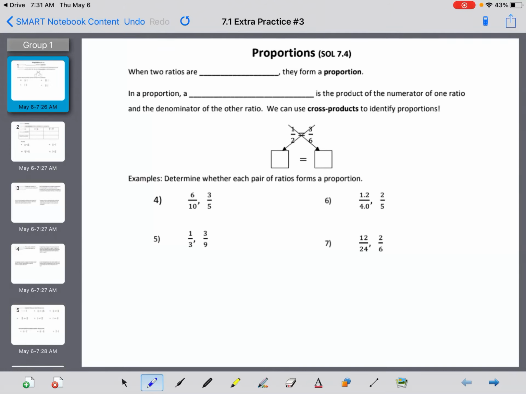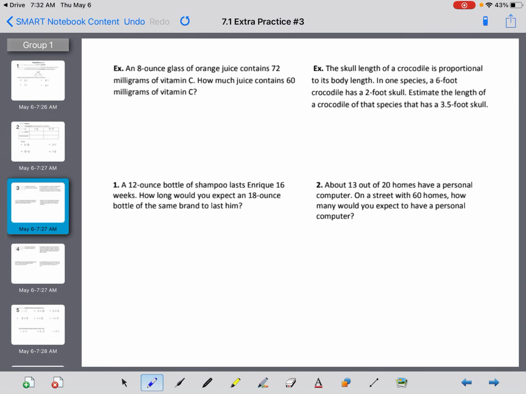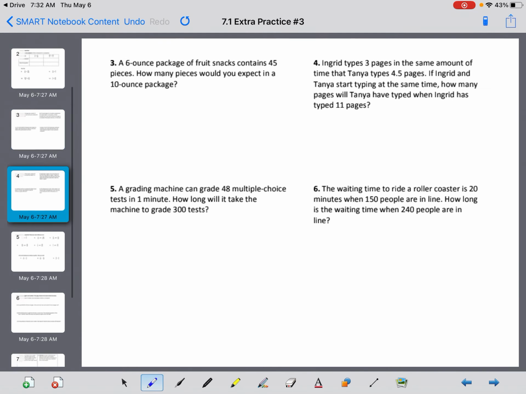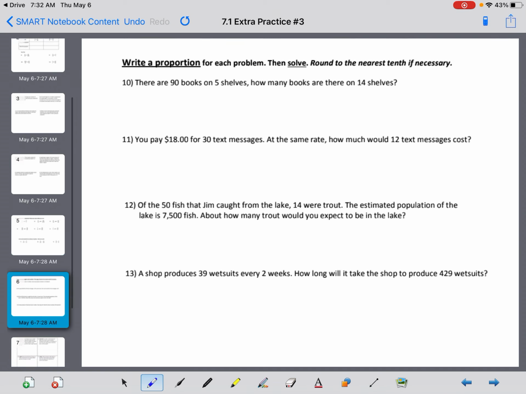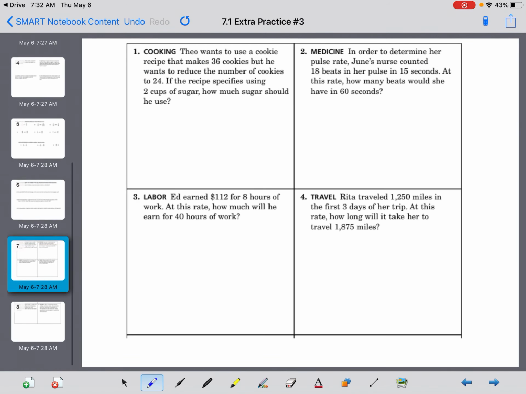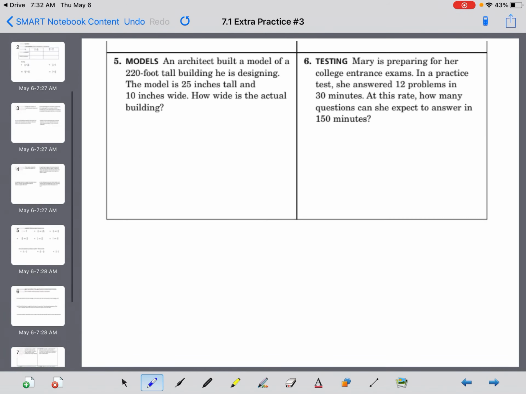All right, everyone, this is your 7.1 extra practice number 3. What I'm going to do is show you one example from each section, then I'm going to let you guys work on your own. Again, this is all cross multiplication, just setting up your proportions and solving, okay?